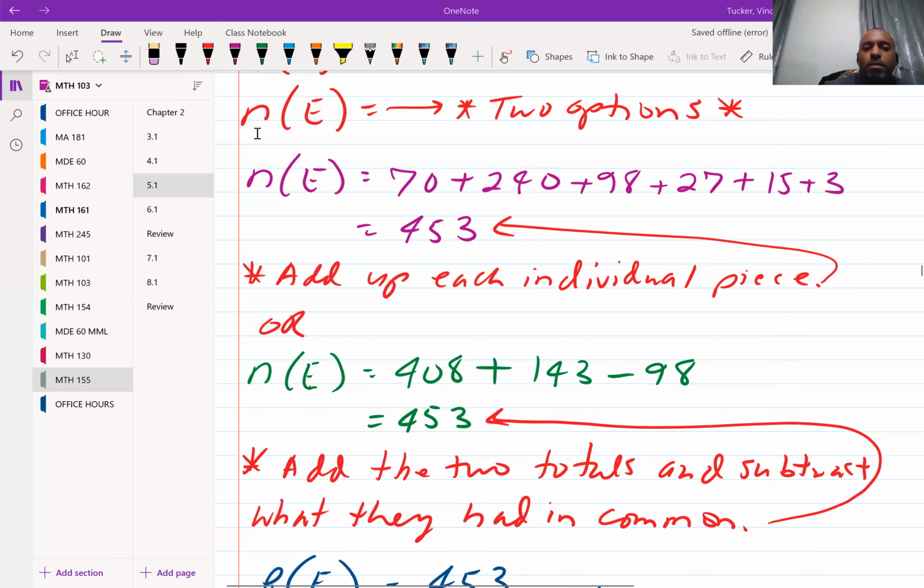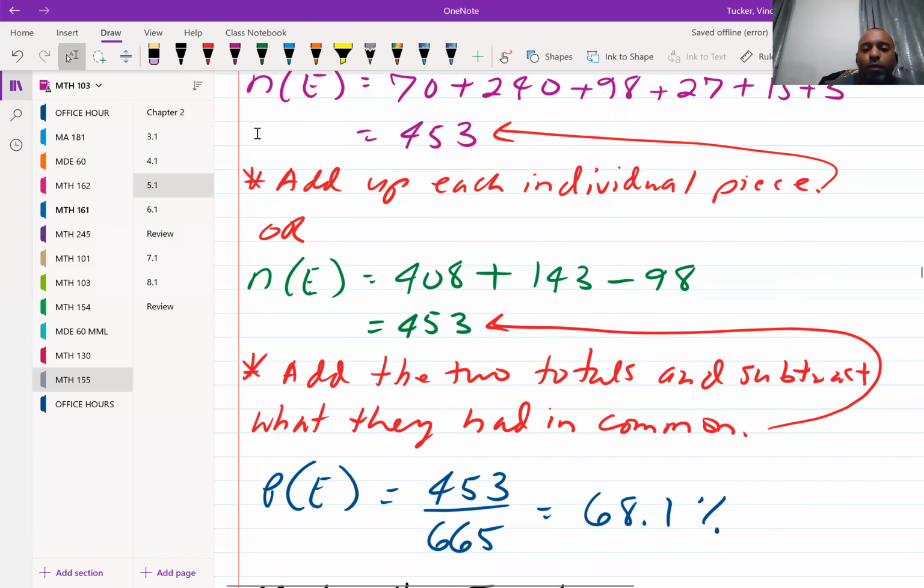All right, scrolling up some to finish the problem. Then you take that 453, place it over 665, and that'll give you that 68%.